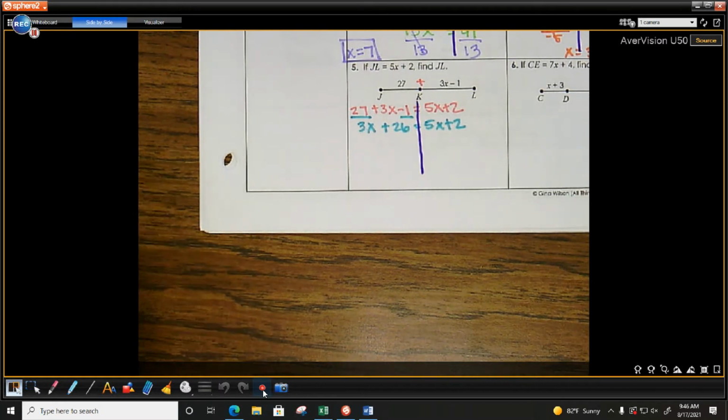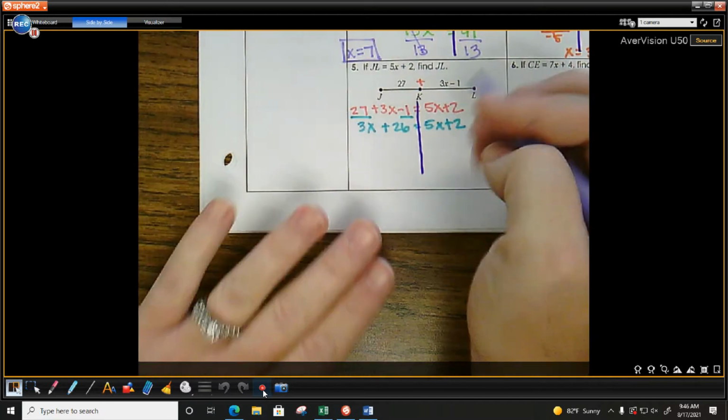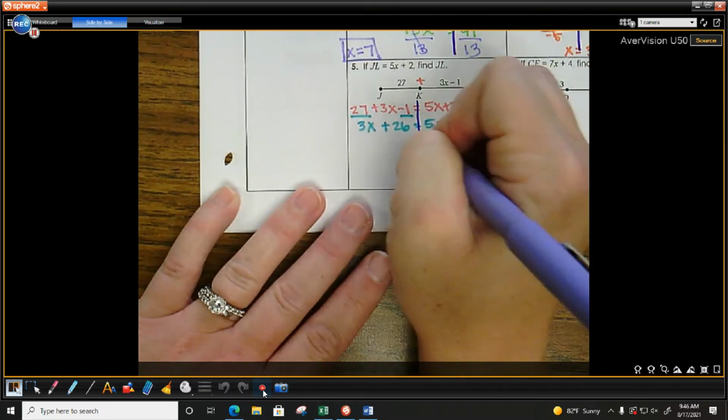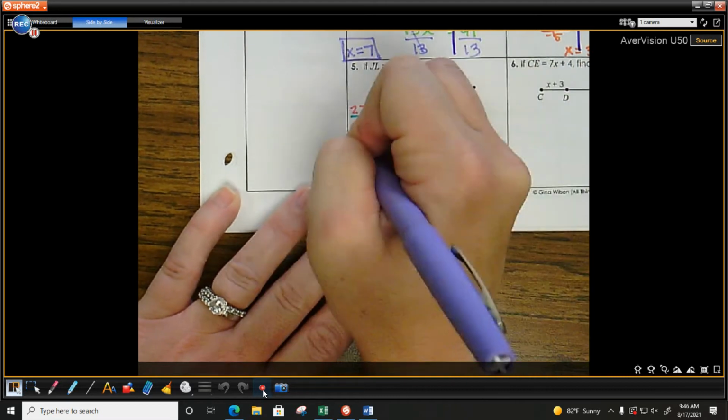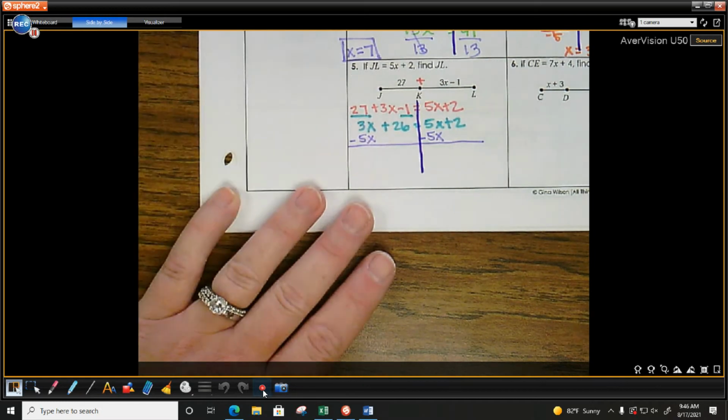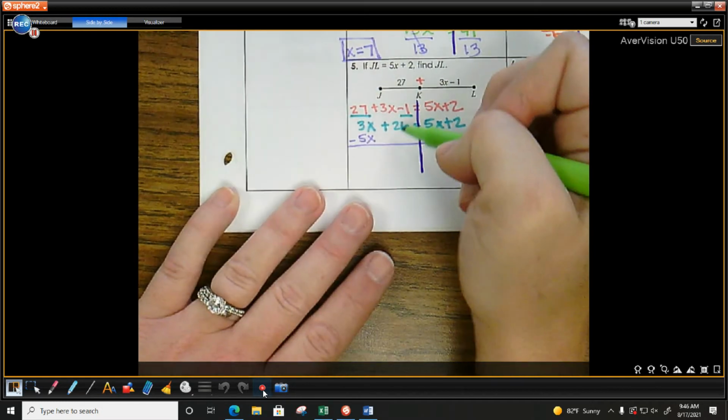So I always move my x's to the left. So how am I going to move my 5x from the right to the left? Minus 5 what? X. And then I always move my constants from the left to the right. So how am I going to move my 26 from the left to the right? Minus 26.